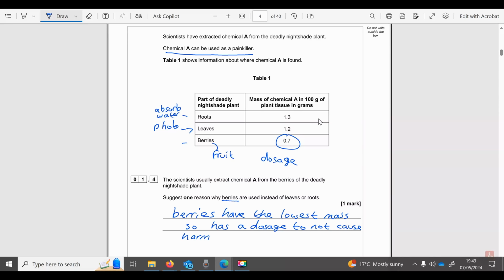The final thing you want to think about is how can you obtain the chemical A itself? Trying to get the chemical A from roots is going to be difficult. Trying to get the chemical A from the leaves would be easier than the roots, but still would be a bit tricky. Whereas getting the chemical A from the berries should be the easiest. So it would be the easiest to extract.